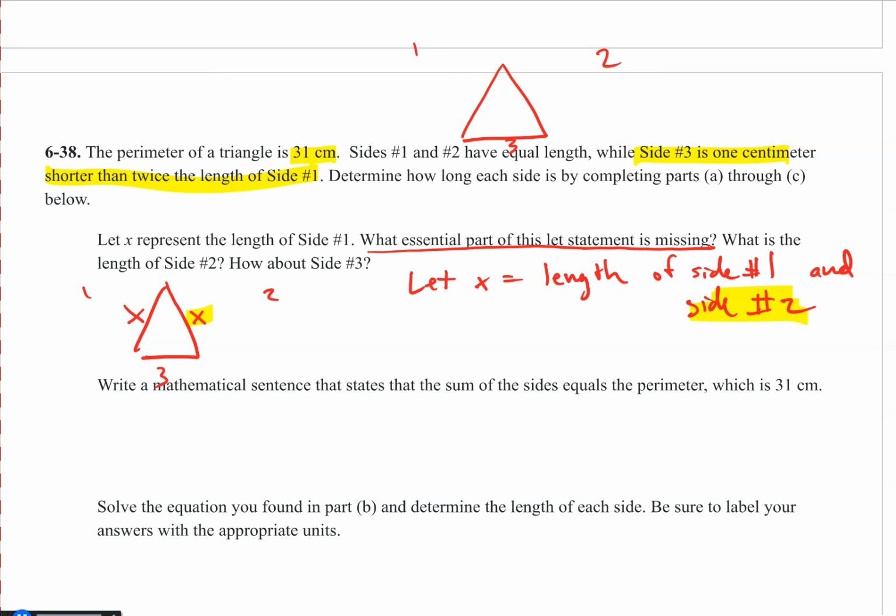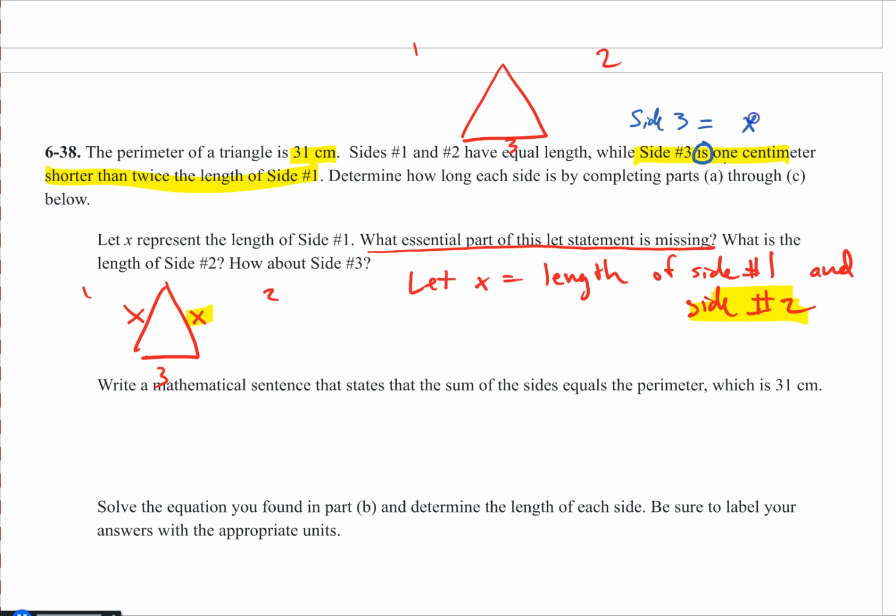So this is tricky. And there's a shortcut. The secret: look for the "is." Well, "is" means equal sign. So write an equal sign right there. Side 3 equals 1 centimeter shorter than twice the length of side 1.